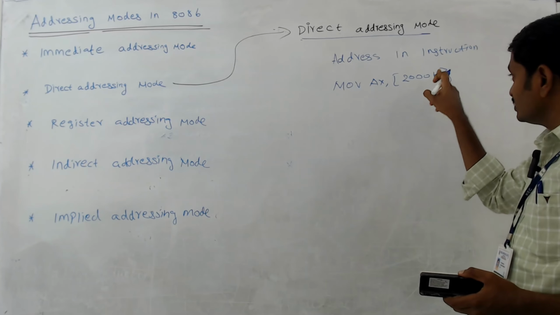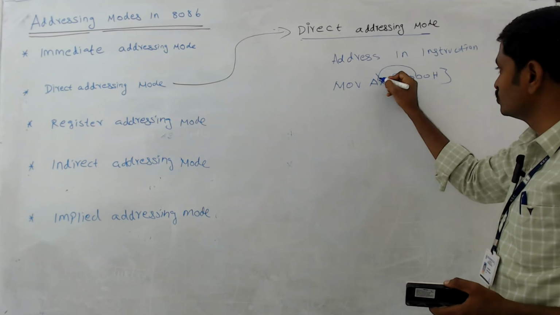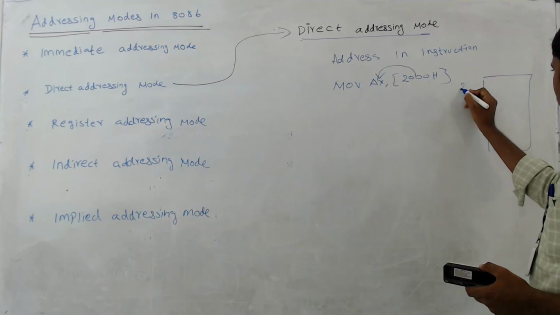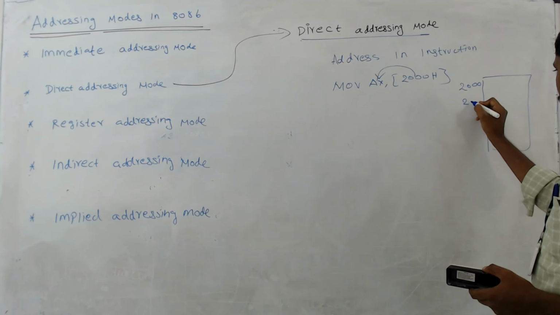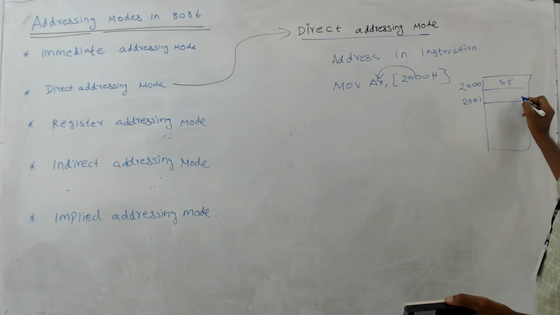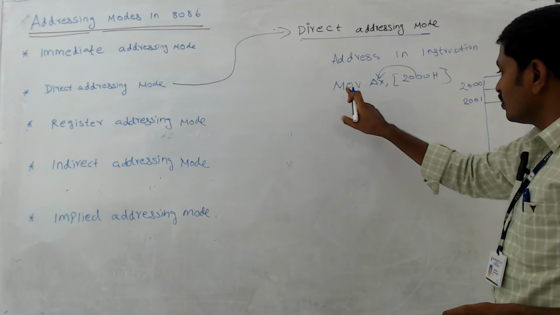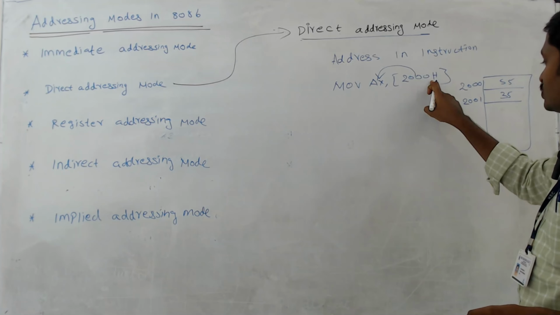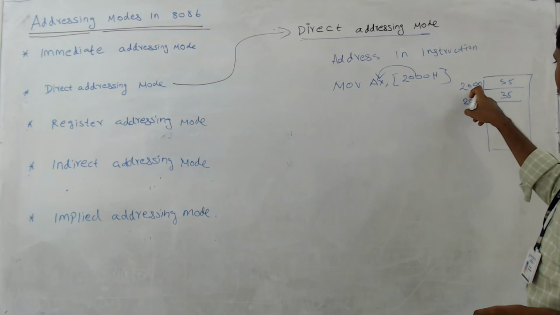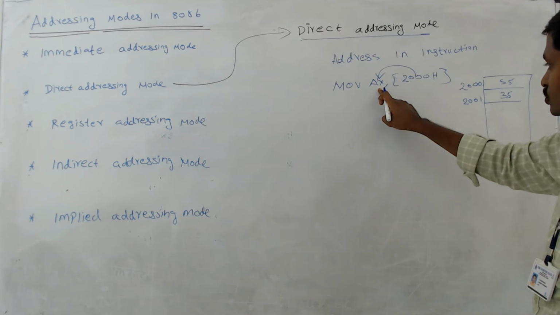For example, consider memory locations 2000 and 2001. In the 2000 memory location, I have 55, and in 2001, I have 35 as the data. So MOV AX, [2000H] means the content stored in the 2000 memory location and then the 2001 memory location is moved to the AX register.